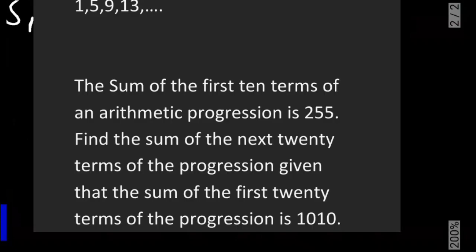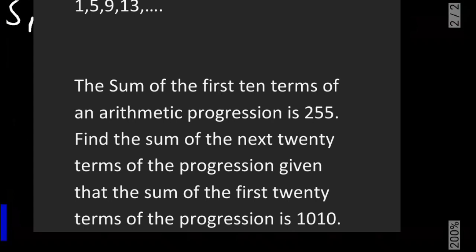The level of difficulty of this question is higher than the previous one, in that this question is very tricky. It says the sum of the first 10 terms of an arithmetic progression is 255. Find the sum of the next 20 terms of the progression, given that the sum of the first 20 terms of the progression is 1010. We're not given the first term here. We were also not given the common difference. It's necessary for us to get that.